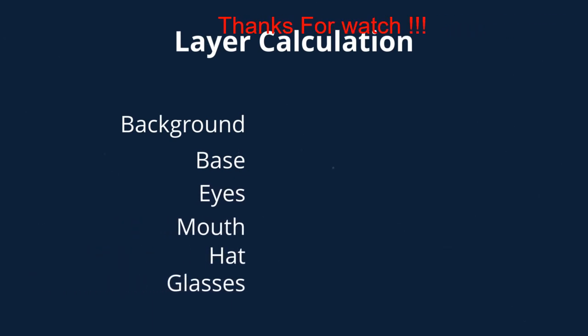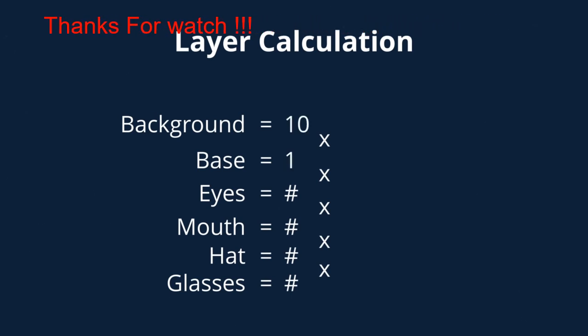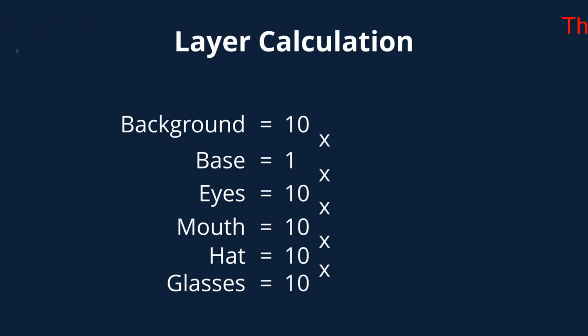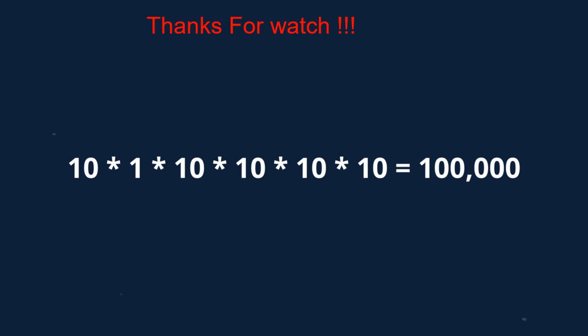Let's say that we have 6 layers: background, base, eyes, mouth, hat, and glasses. The calculation to figure out how many variations will result is the number of variations in a layer times the number of variations in a layer, and so on. So if we had 10 background variations, 1 base, which will be the same every time, 10 eye variations, 10 mouth, 10 hats, and 10 glasses, then this calculation would be 10 times 1 times 10 times 10 times 10 times 10, and that would equal 100,000. Now that's a little bit more than we need, but you get the picture. This is how you calculate it.